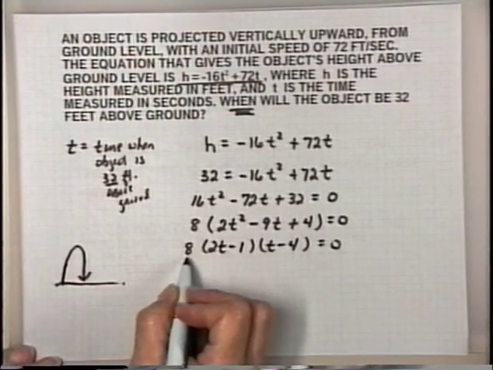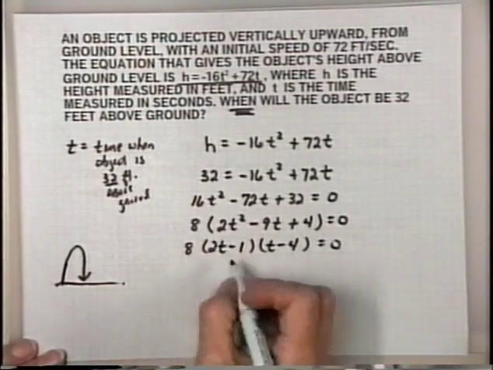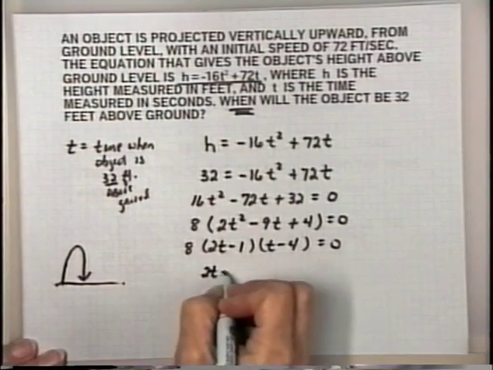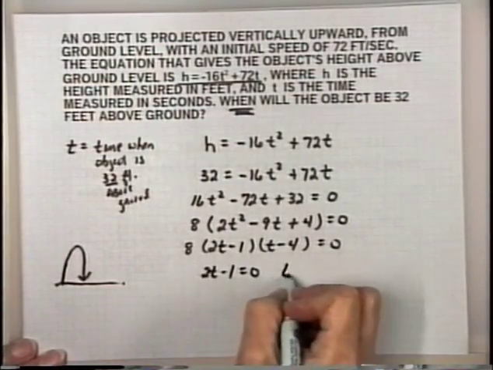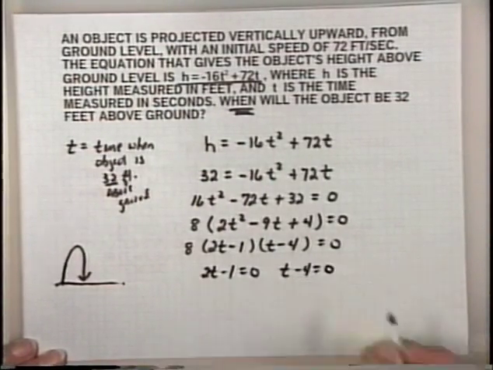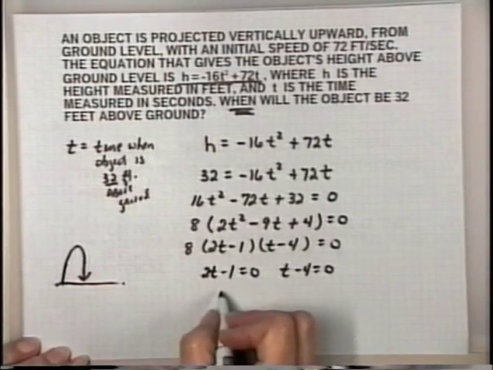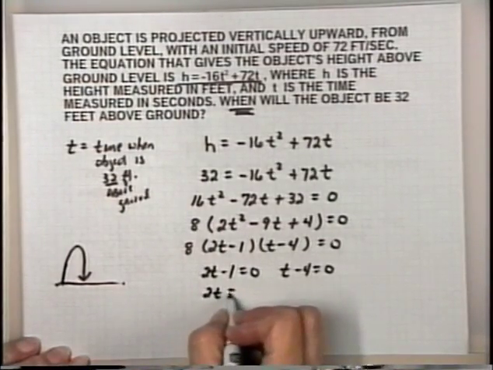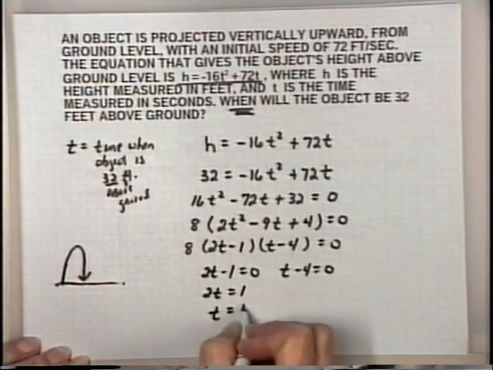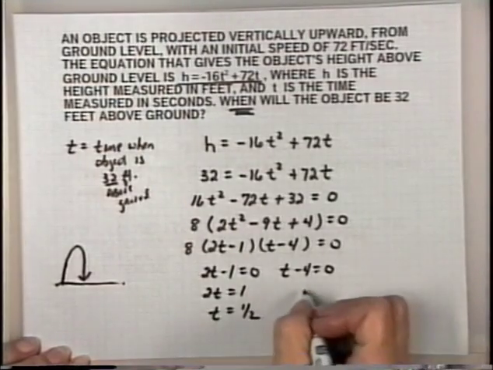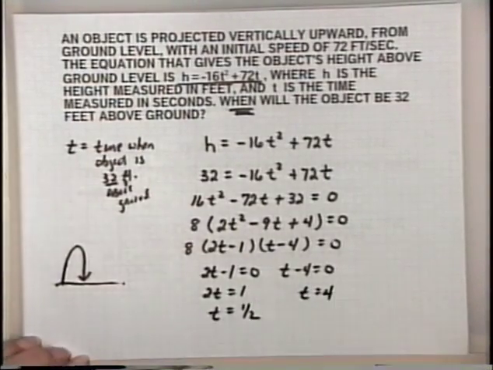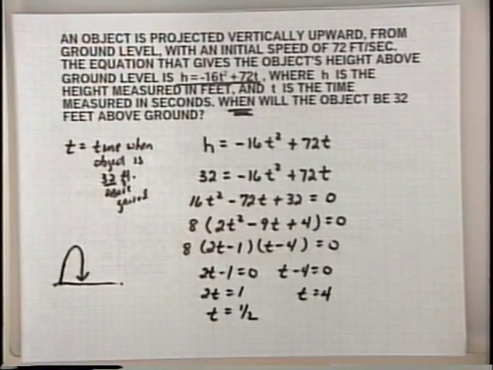Since this factor 8 cannot be equal to 0, I will set the factors 2t minus 1 equals 0 and t minus 4 equals 0. Solving for t in my first equation, I have t equals 1/2, and in the second equation, t equals 4.